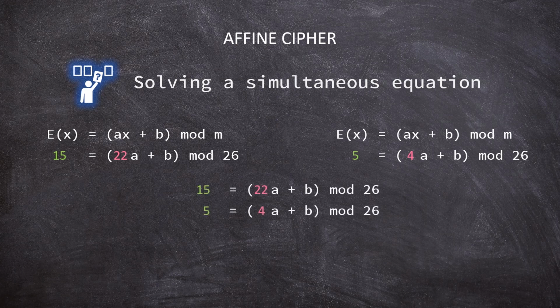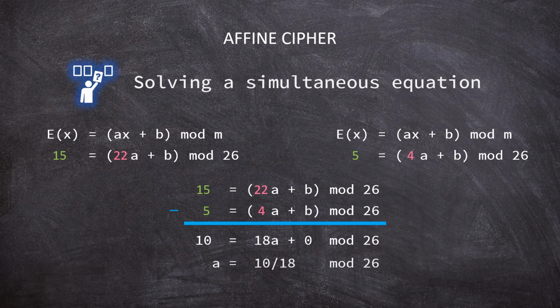Like before, we use the subtraction method to solve for one of the unknown keys. We take one equation and subtract it from the other. Here we see that 15 minus 5 equals 10, 22a minus 4a equals 18. The two b's cancel each other out and the mod is just carried through. We're now left with one variable a, so let's solve for it. We can see that when we solve for a, it comes out to 5/9 mod 26.